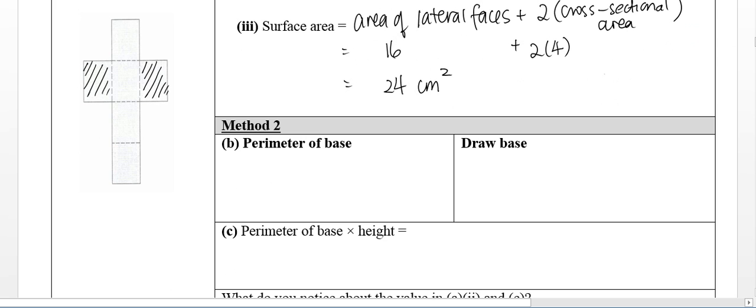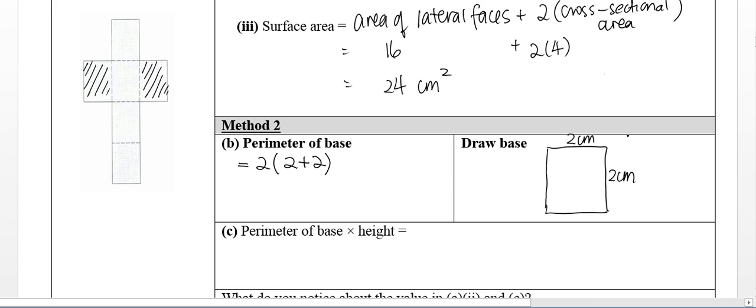In secondary 1, we teach you a second method, something that has got to do with the perimeter of the base. Okay, so first of all, we start to draw the base. Now, what is base? We've been using cross-sectional area all along, but now we switch to the word base, but you must understand that they mean the same thing. Okay, the base is this 2 cm by 2 cm square. Therefore, the perimeter of this base is equal to 2 times length plus breadth.